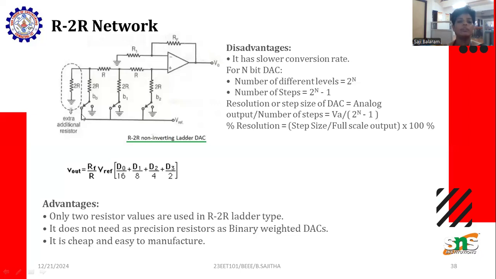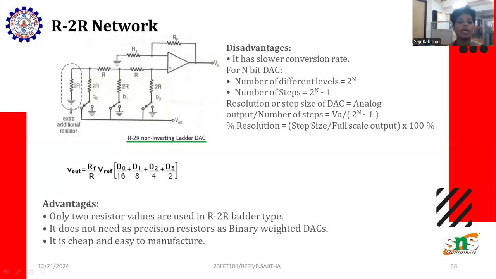And here, this reference voltage is taken as 1 and the ground voltage is taken as 0. Here also, the switch toggles between zeros and ones continuously. So when this happens, there is a conversion from the digital to the analog value. So the output here, V0, is represented as RF by R into V reference, the whole of D0 by 16 plus D1 by 8 plus D2 by 4 plus D3 by 2, which is nothing but the value of these resistances and its converted output.